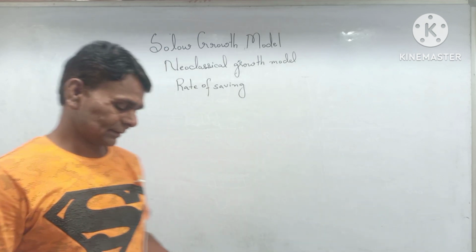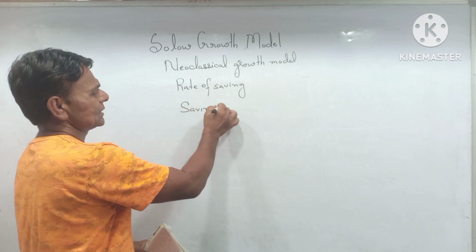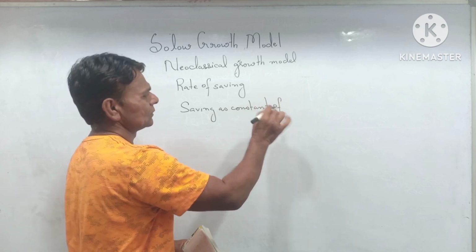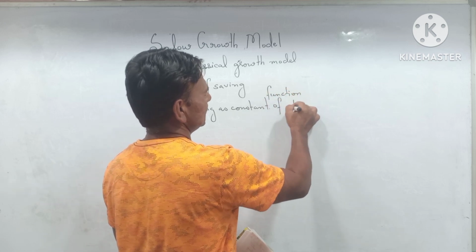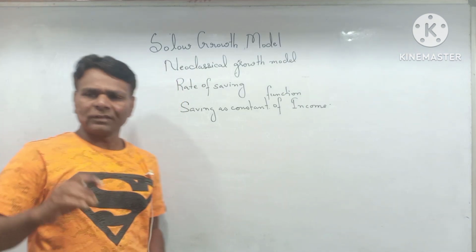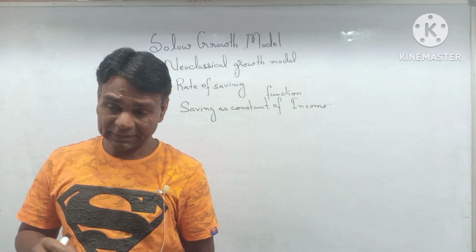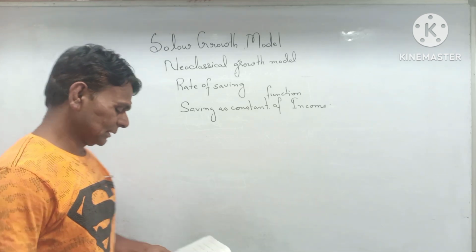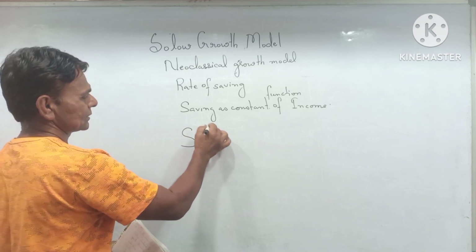It considers saving as a constant function of income. A fixed fraction of income is saved according to the new classical growth model. And in the equation you can see S equals sY.